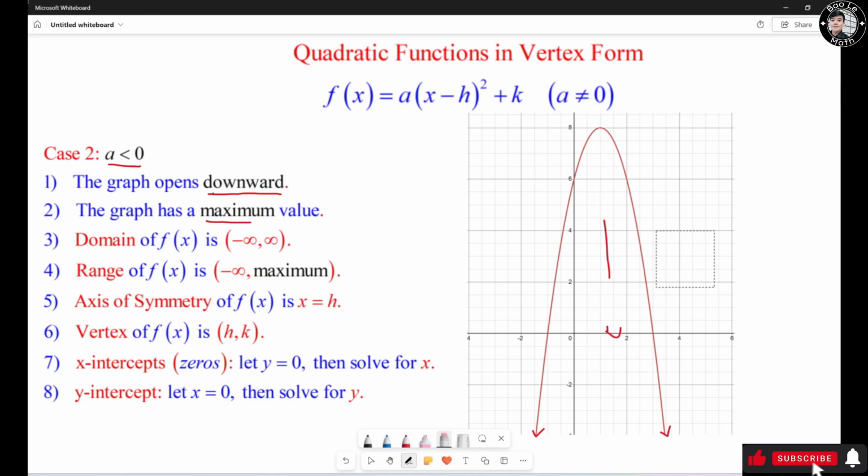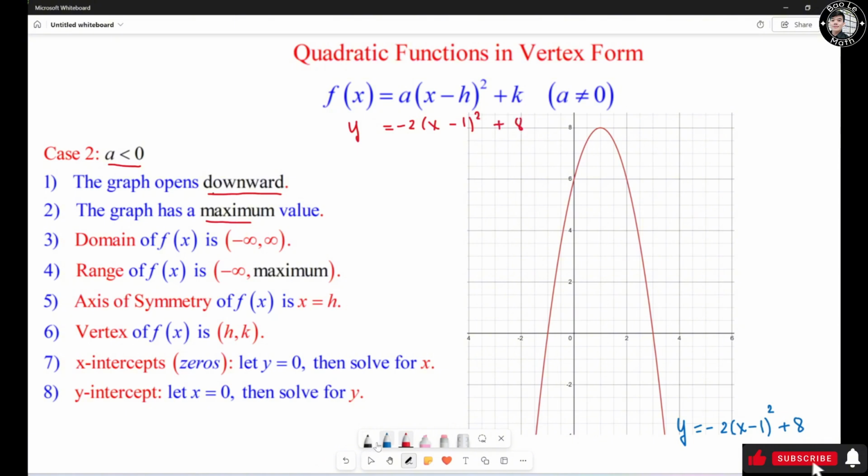So let's take a look at this example right here. Suppose this function is given by the equation y equals -2 times (x minus 1) altogether squared plus 8. Alright, so I'm going to copy this function over here. So it turns out to be y equals -2 times (x minus 1) altogether squared plus 8.